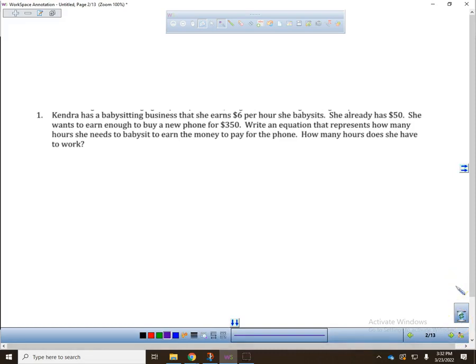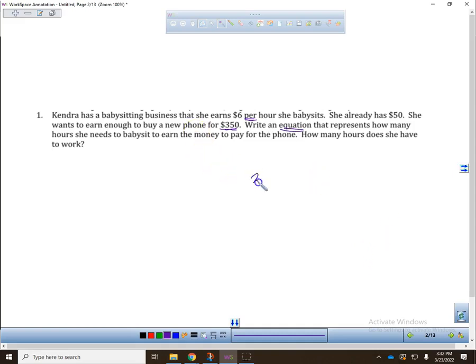Kendra has a babysitting business where she earns $6 per hour that she babysits. She already has $50. She wants to earn enough money to buy a new phone for $350. We need to write an equation that represents how many hours she needs to babysit to earn the money to pay for the phone. After we write the equation, we need to identify how many hours she needs to work.